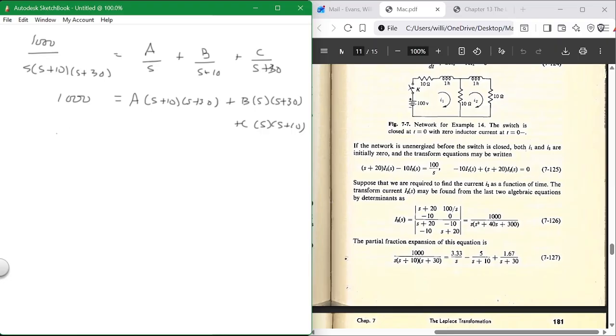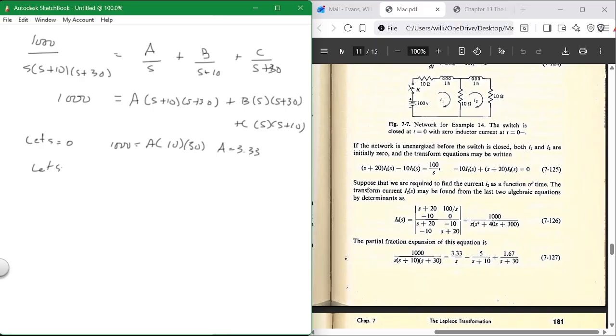Now, what do we do? Let s equal 0. What happens? This term and this term fall out. All that's left is the a term. 0 plus 10, 0 plus 30. So 1,000 is equal to a times 10 times 30. And away you go. A is equal to 3.33.